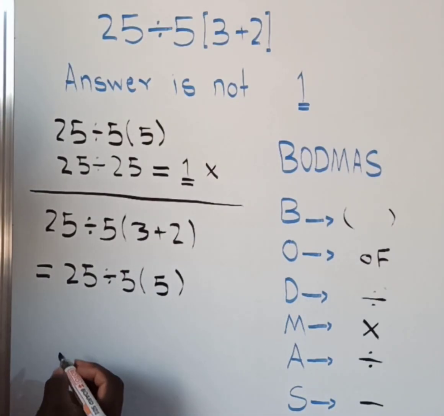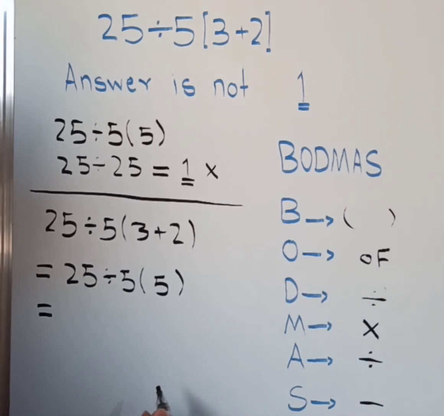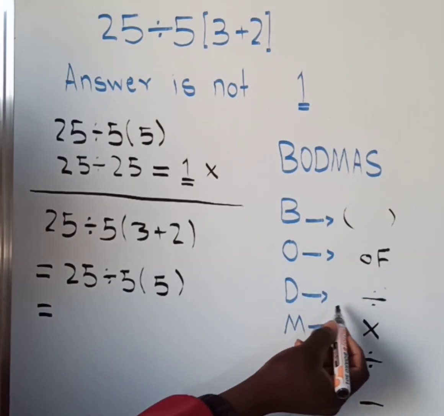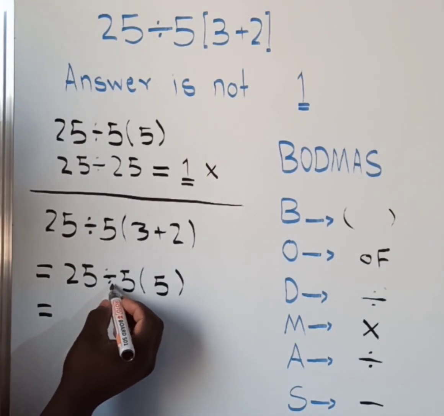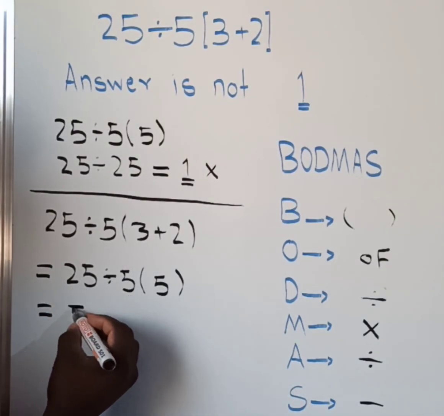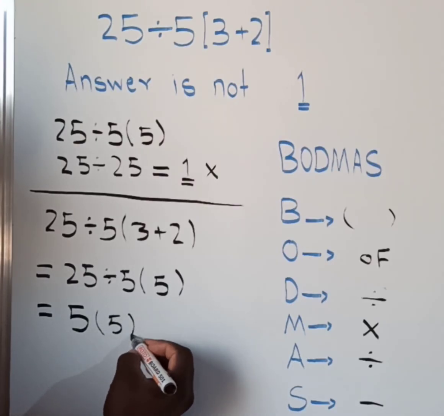That is good. So let's say again equal. So the second letter here is of. So we have nothing like this. So we have the third letter, which is D. D here is what? Division. So therefore, we're going to divide 25 by 5. And 25 divided by 5 is 5, right? So therefore, we put our bracket again and put our 5 inside the bracket.